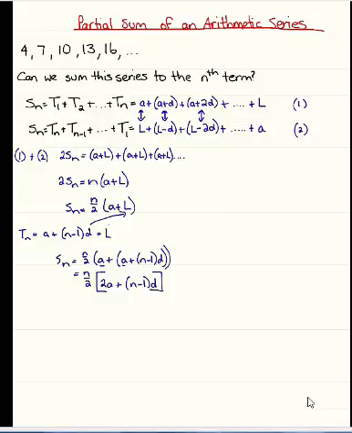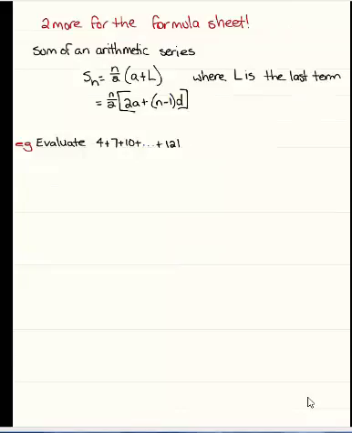So that's another formula that we can use to sum the series up to the nth term. And this one we can use if we don't know what the last term is, but we do know what the common difference is. So they are 2 more for your formula sheet. Write those down. You need to know both versions of that because the information they give you in the problem could use one or the other. So pause the recording, put that onto your formula sheet, and then come back and we'll have a go at this exercise.